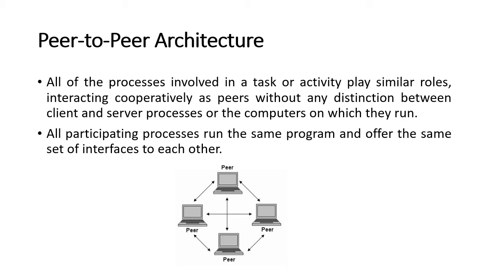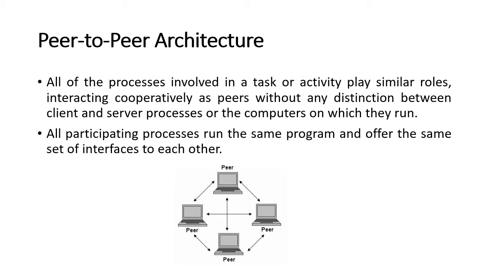Now we'll talk about peer-to-peer architecture. In peer-to-peer architecture, all of the processes involved in a task or activity play similar roles. Basically, they are assigned the same roles, they have to do the same job, and they are interacting cooperatively as peers without any distinction between the client and server processes or the computers on which they run. They are doing the same job as other peers are doing, collaborating and cooperating with each other in order to complete the task.